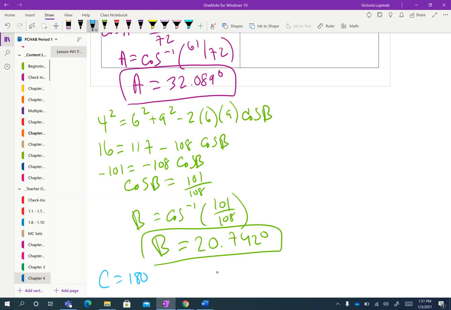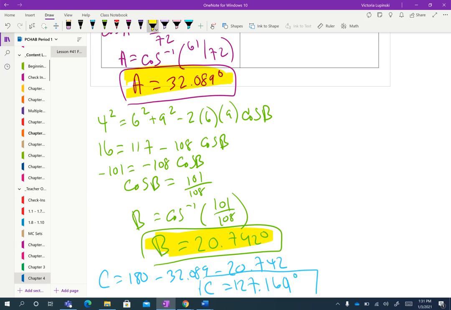You're going to do 180 minus 32.089 minus 20.742. And that is going to give you the third angle of 127.169 degrees. Let me highlight those for you. So A, B, and C.